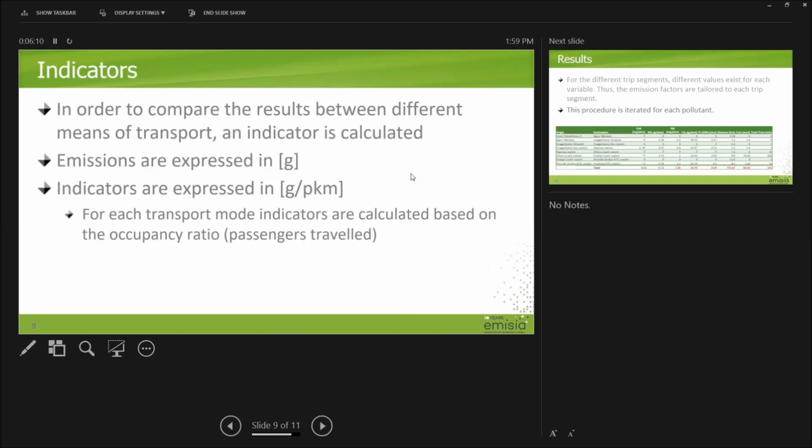But the problem is that we want to evaluate the different modes of transport. So, for example, the occupancy of a bus is much less than the occupancy of a train. So how can we evaluate these results that we get? We have to calculate specific indicators which are expressed in grams per passenger kilometers. As we already know, emissions are expressed in grams. So now, for each transport mode, we calculate these indicators based on the occupancy ratio, and the occupancy ratio is the passengers that are traveling with each mode of transport.